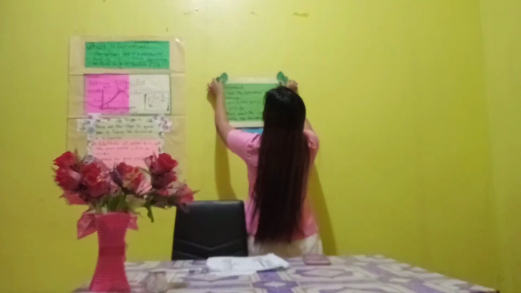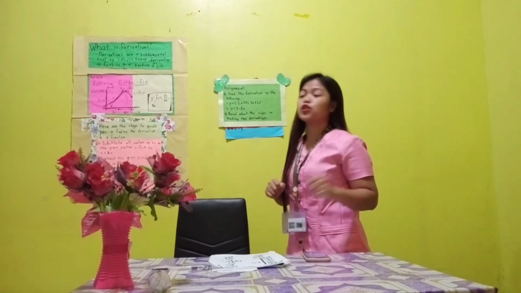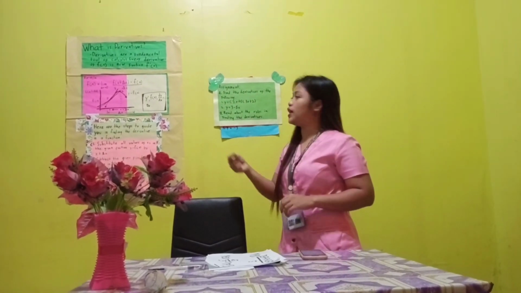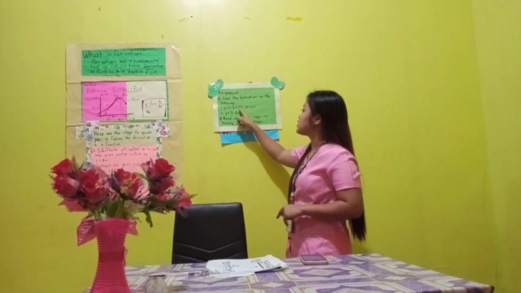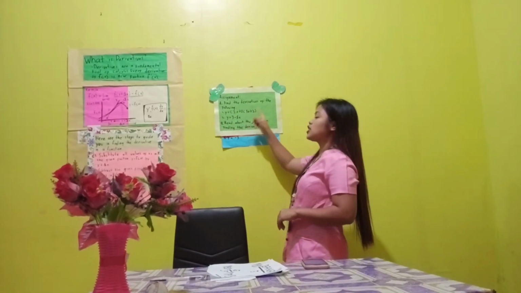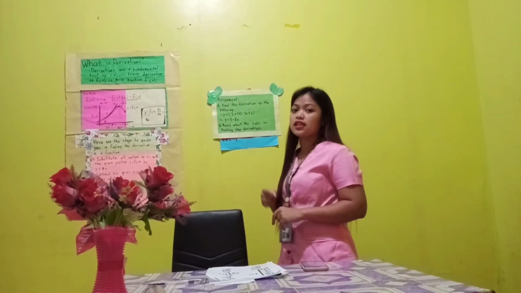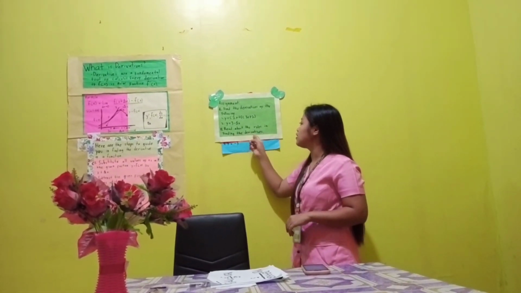You're done. And now, for our assignment, you will answer this in one whole sheet of paper. Now, you should copy it in your notebook. Our assignment is, find the derivatives of the following. First, y equals the quantity of 2x plus 1 times 3x plus 2. And second, y equals 3 minus 5x. And letter B, you should read about the rules in finding the derivatives. Tomorrow, I will be collecting it.